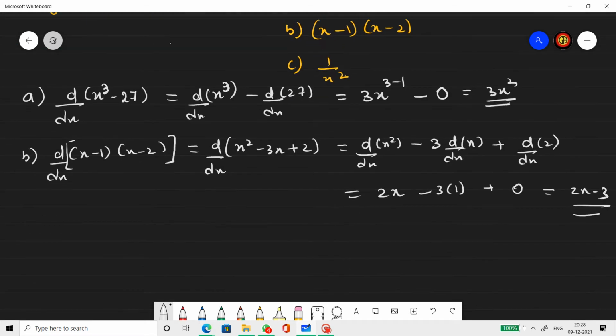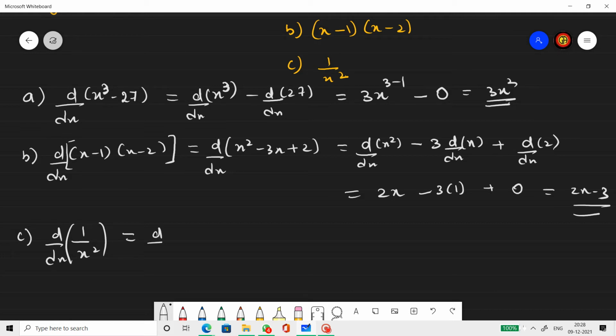And the last one, which is differentiation of 1 by x square. Now, the x power n rule applies only when the x is in the numerator, not in the denominator. You can use the u by v rule here, but as I said in the beginning, I am not going to get into those methods right now.